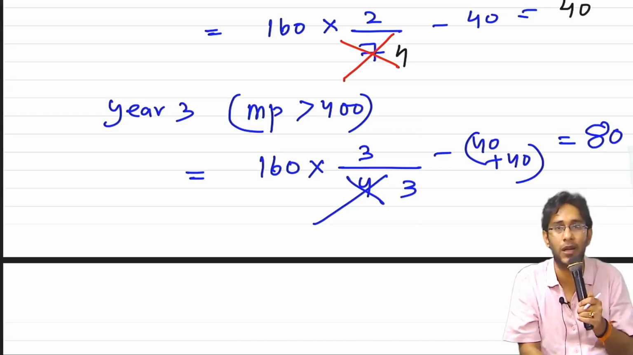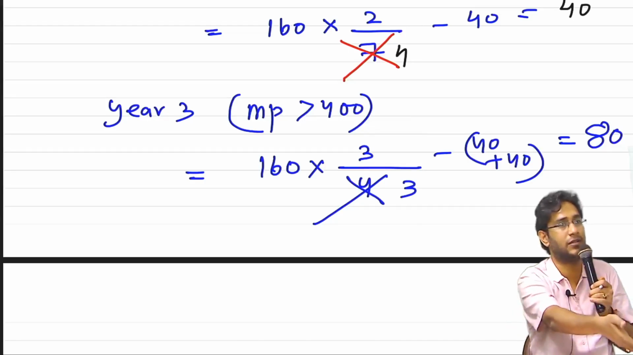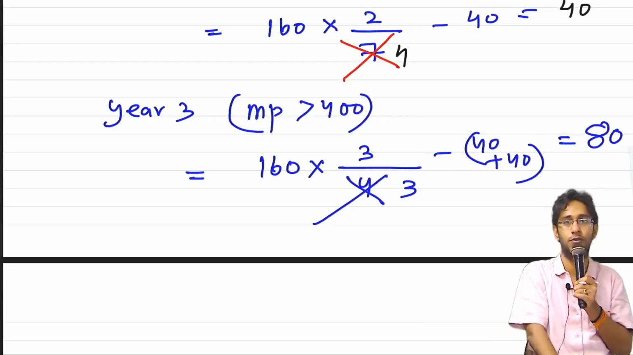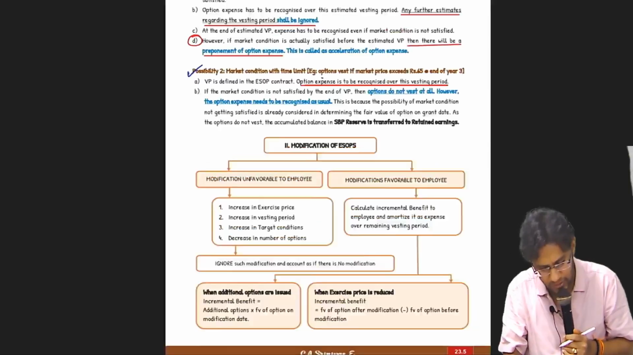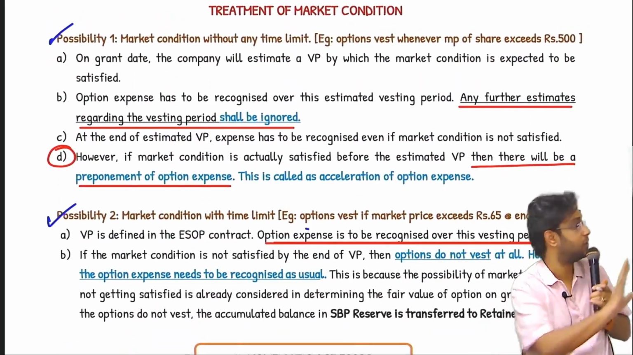Why should I speed up? Options got vested. On one side, options are already vested and employees are exercising. Should I still be booking option expense in the fourth year? In this case you can change. Clear, sir? Every point is important. Questions are there, sir, questions are there. We are not doing anything for time pass. This is all given here.